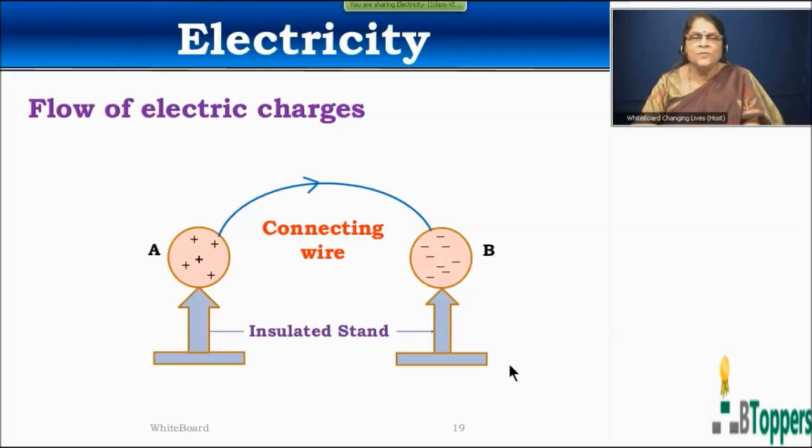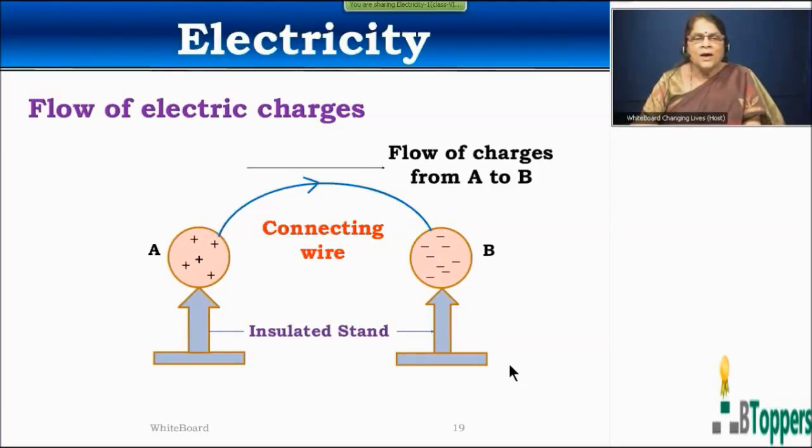That is a connecting wire. If we provide a connecting wire which connects the body A to the body B, then the charges will flow from the body A to the body B. Now, how long are these charges going to flow? They will flow until electrically both A and B are equal. And after that, the flow will stop.